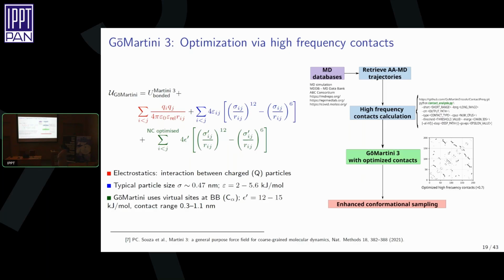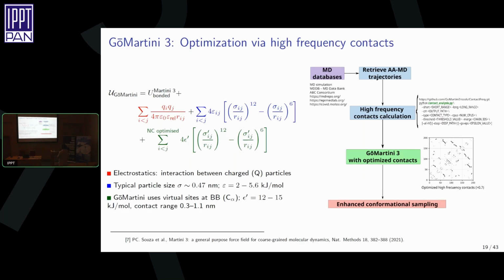So what are the high-frequency contacts? They are basically the most relevant interactions in the trajectory that remain at the length where they have a high probability to stay. We choose about 70% of the trajectory. So those contacts exist during a molecular dynamics trajectory 70% of the time.